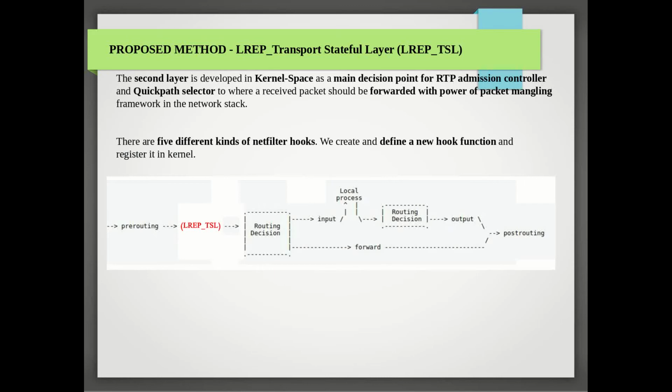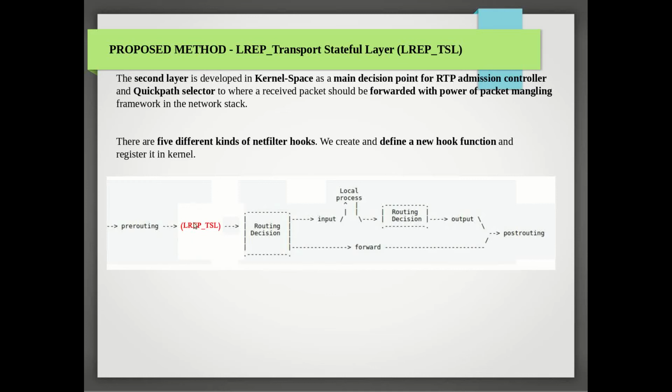The second layer is developed in kernel space as a main decision point for RTP admission control and a quick path selector to where a received packet should be forwarded, with the power of the packet mangling framework in the network stack. We have 5 different kinds of Netfilter hooks: pre-routing, input routing, local routing, output routing, and post routing.